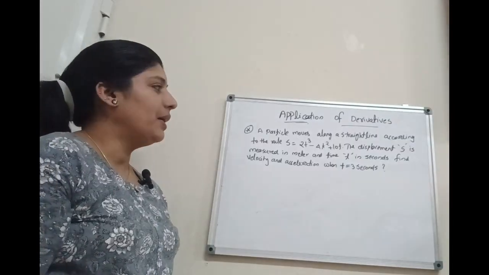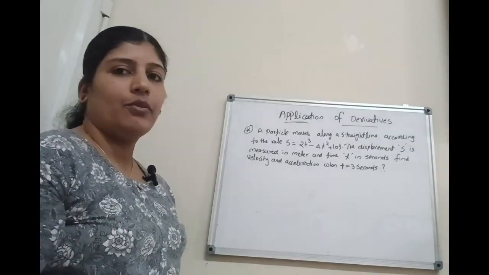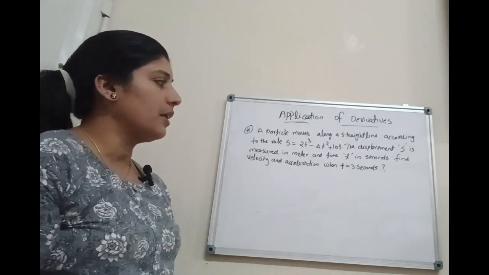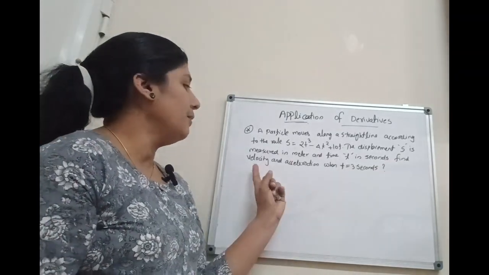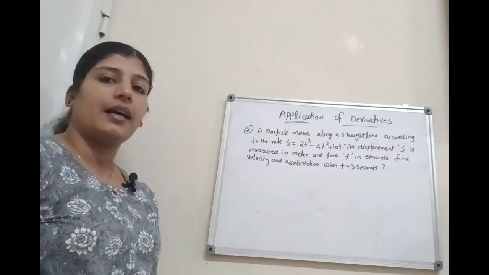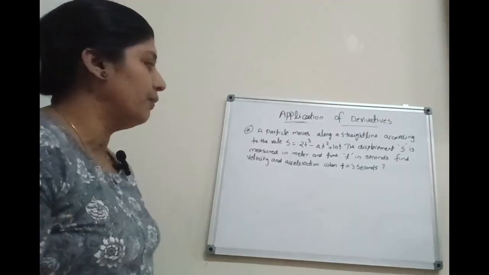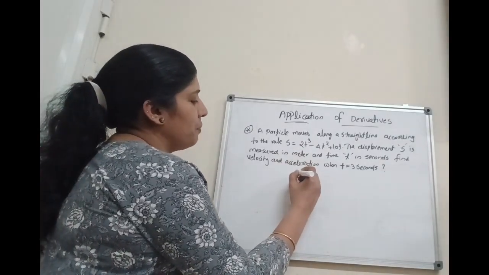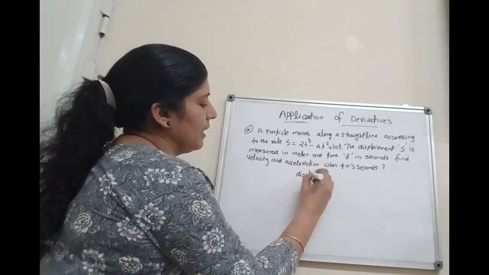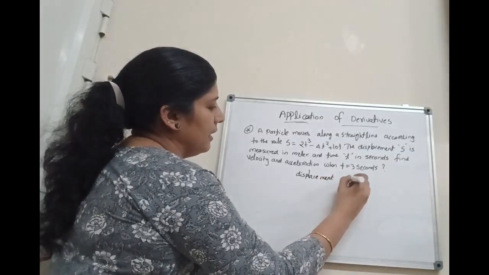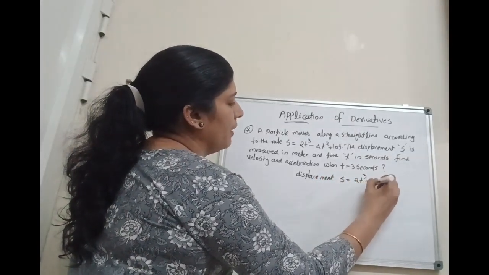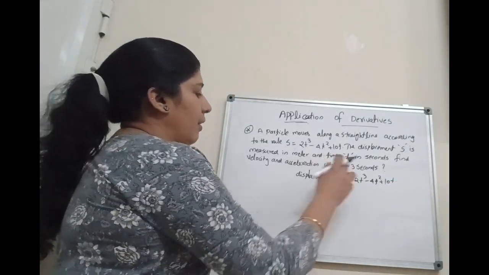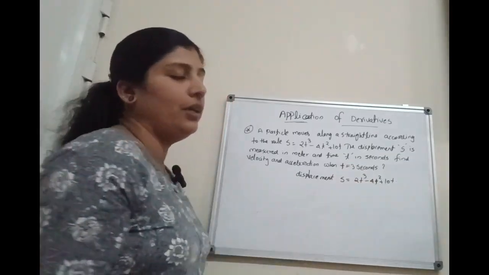Next question. A particle moves along a straight line according to the rule S equal to 2t cube minus 4t square plus 10t. The displacement S is measured in meter and time t in seconds. Find velocity and acceleration when t equal to 3 seconds. How can we find the rate of change of displacement and the rate of change of velocity? Here displacement S equal to 2t cube minus 4t square plus 10t. We have to find velocity and acceleration when t equal to 3 seconds.